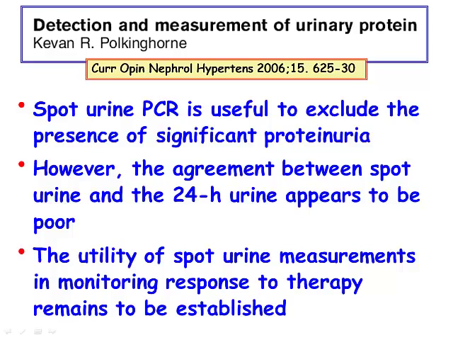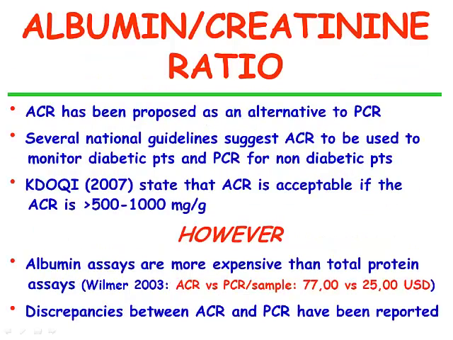For the shortness of time, I will not show some slides, which, however, I have here in the presentation as a resource. And what about albumin-creatinine ratio? This has been proposed as an alternative to protein-creatinine ratio. And several national guidelines suggest to use this ratio to monitor diabetic patients, while PCR should be used for non-diabetic patients. KDOQI guidelines of 2007 state that ACR is acceptable if ACR is more than 500 or 1,000 milligram per gram of creatinine. However, there are again two problems.